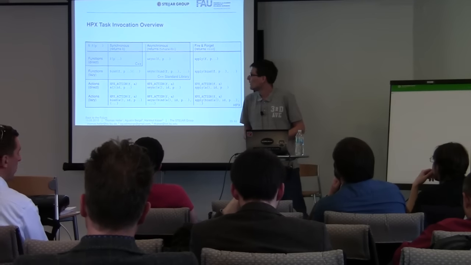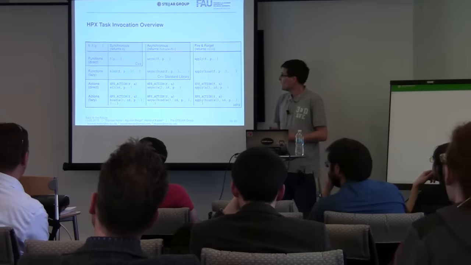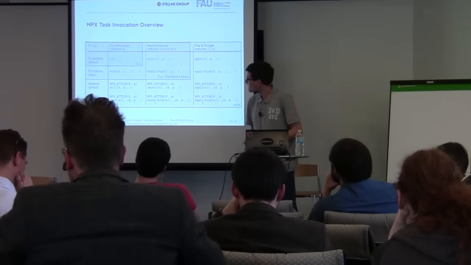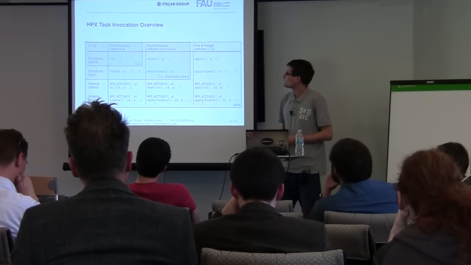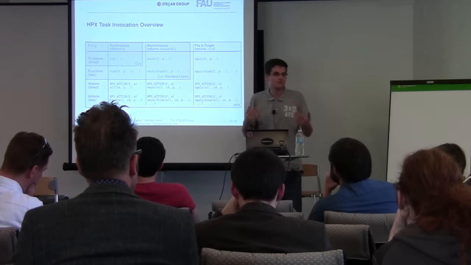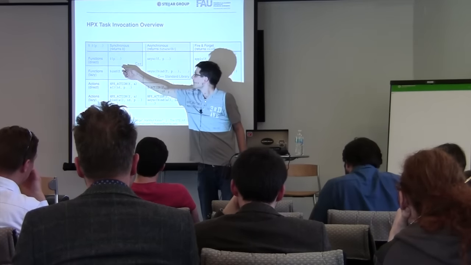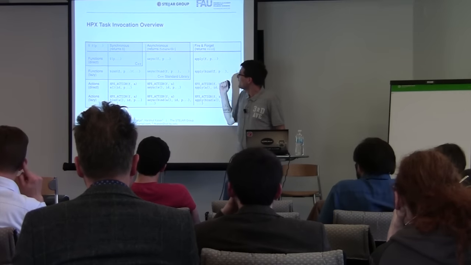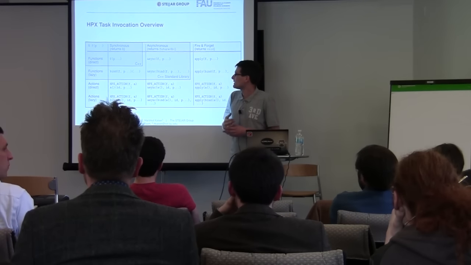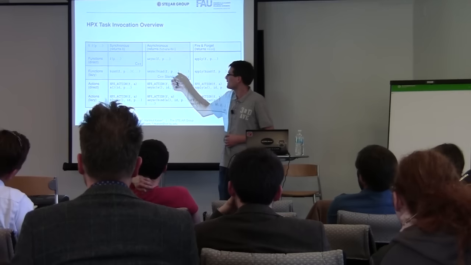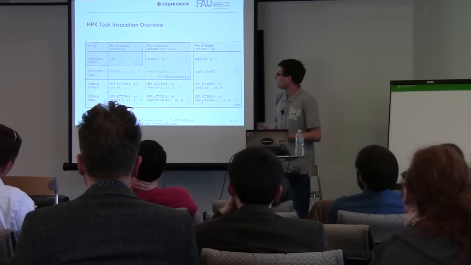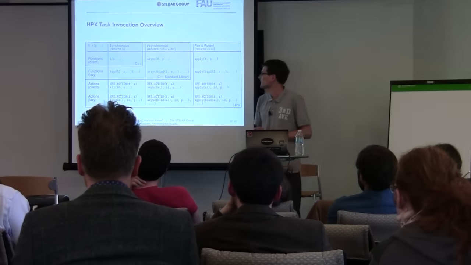Here's a small overview of which functionalities we have to invoke tasks. What everybody probably knows is regular C++ function call syntax, right? We want to call a function f with some parameters. What the C++ standard library provides then is the async function, and you can just pass it a function pointer, function object, lambda, whatever, and have it create an asynchronous task.